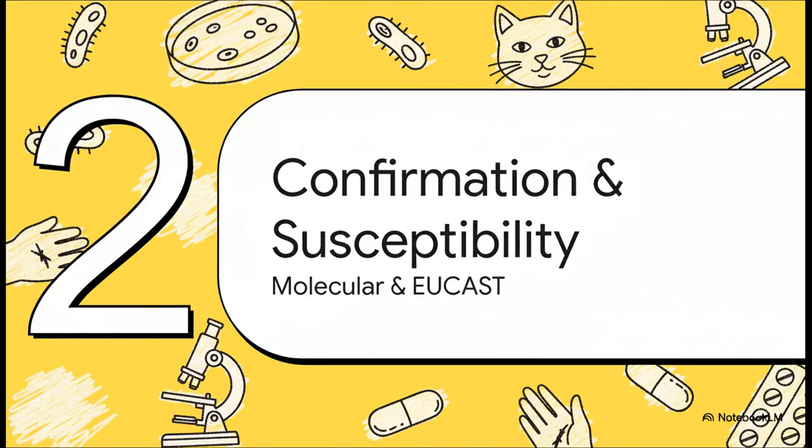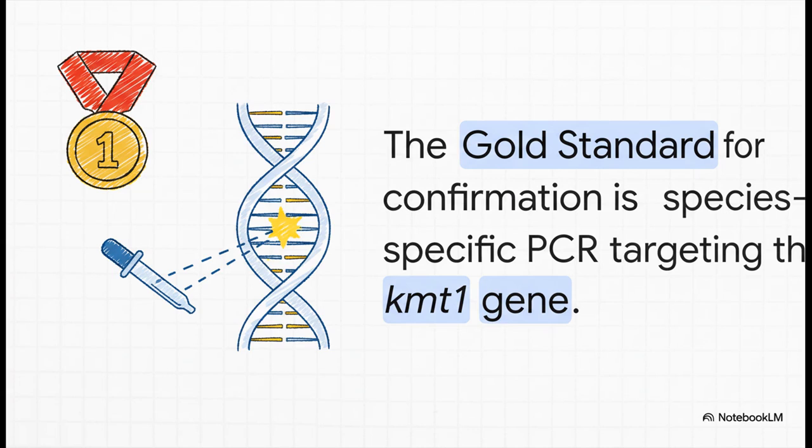So we've got a really strong presumptive ID from our classic workup. Now we turn to the modern tools for the final confirmation and, just as important, to figure out which antibiotics are actually going to work. And while that classic workup is great, these days, the absolute gold standard is molecular. We can run a species-specific PCR that targets the KMT1 gene. It's incredibly fast, super sensitive, and it gives you an unambiguous yes or no answer, often way quicker than the old methods.